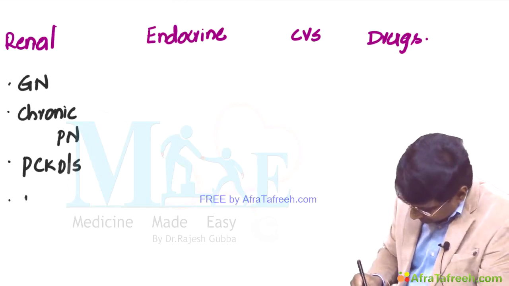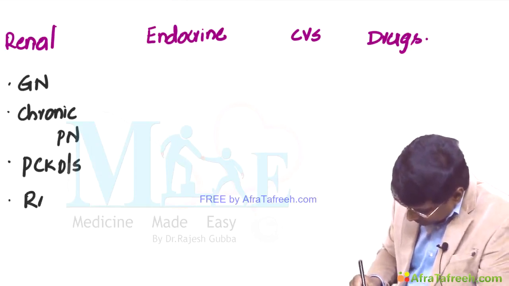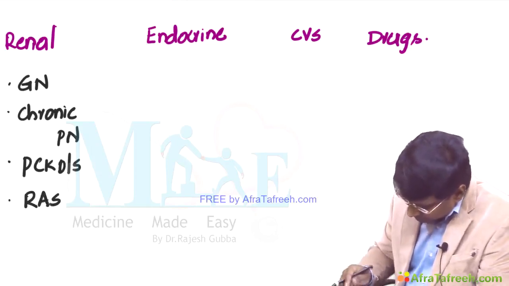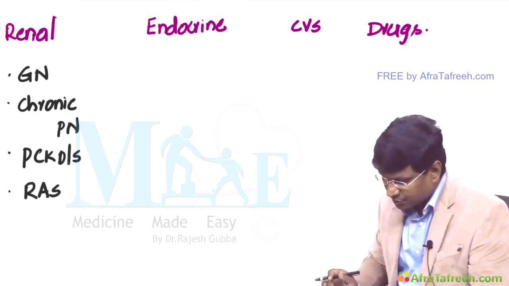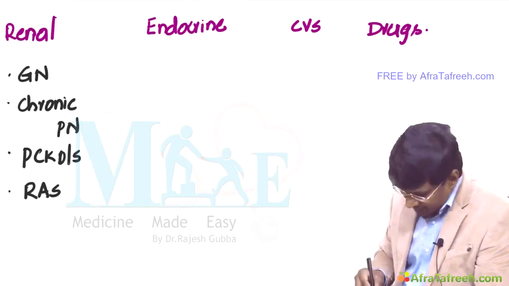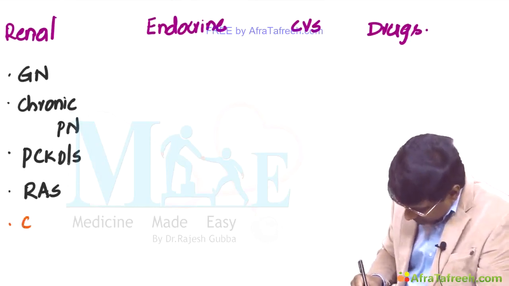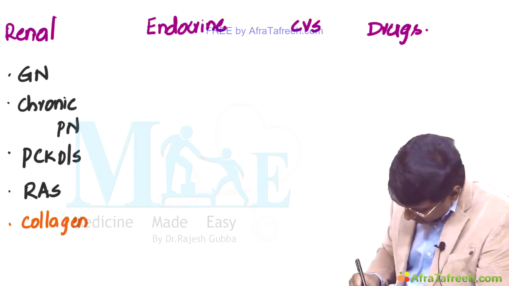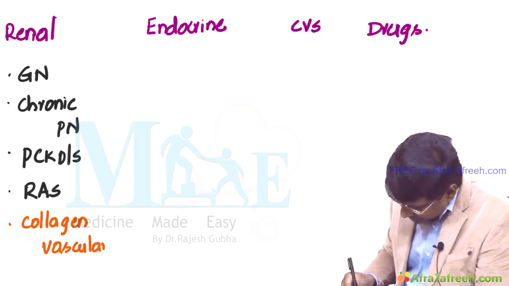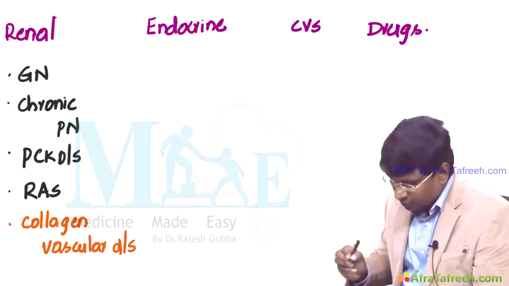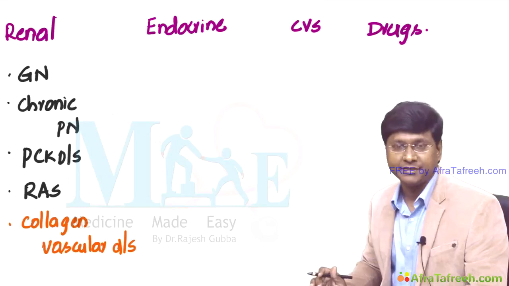So, remember, renal artery stenosis. Renal artery stenosis is another important renal pathology which will cause secondary hypertension. And next we have the collagen vascular diseases. Collagen vascular diseases will contribute to the development of hypertension.